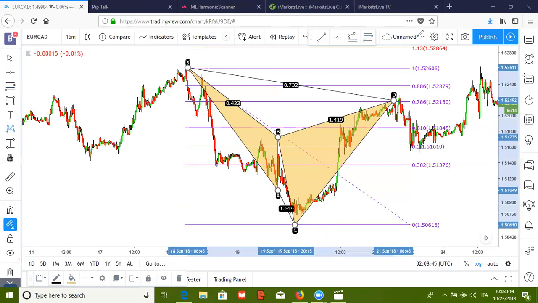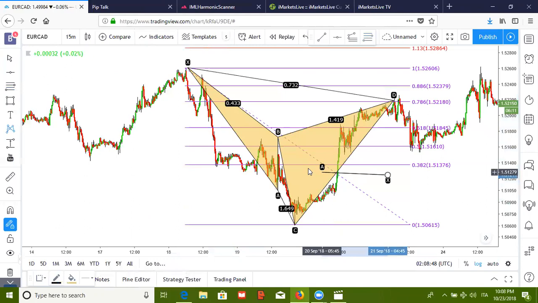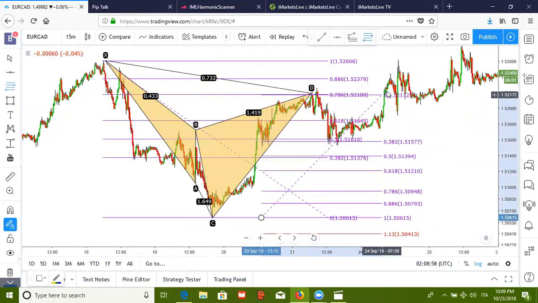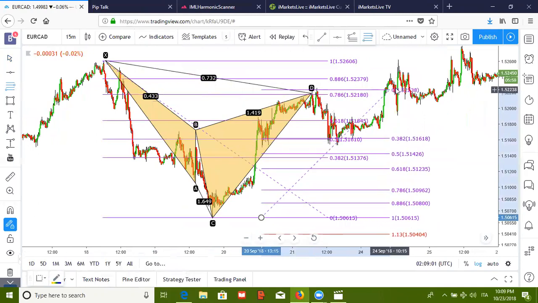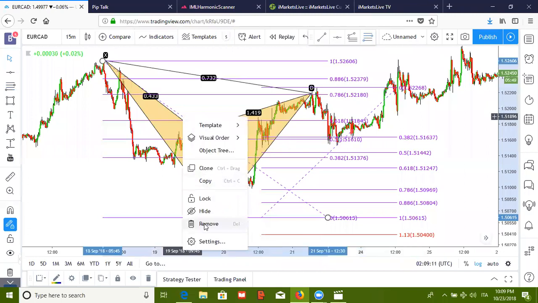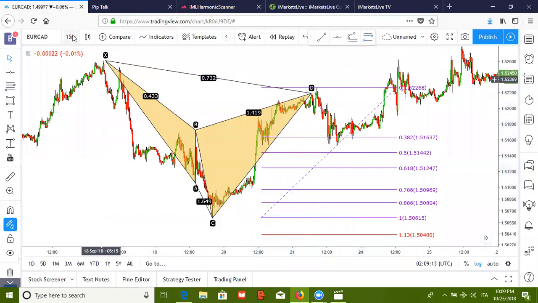And guess what? My target one: I take my fib from C to D. Target one is what? 38.2. Would you look at that? Price hit the 38.2. Harmonic patterns give you a lot of trading opportunities, and this is on a 15-minute chart. So on the lower time frames, they happen a lot more frequently.